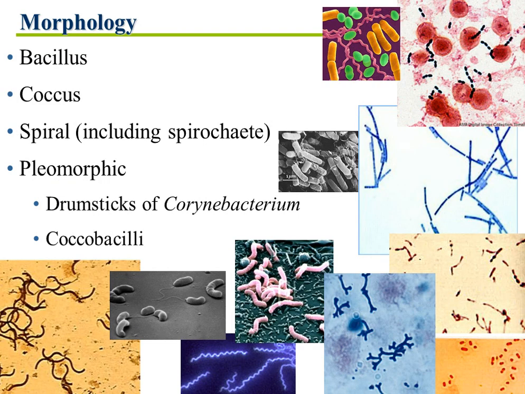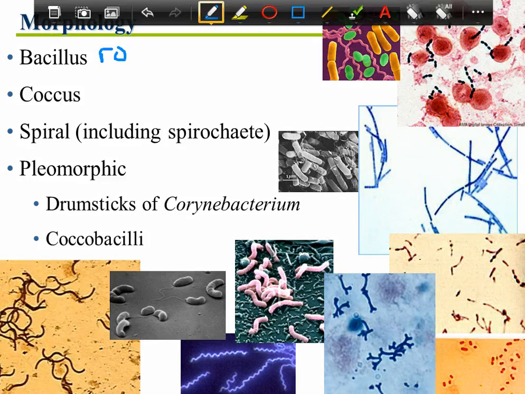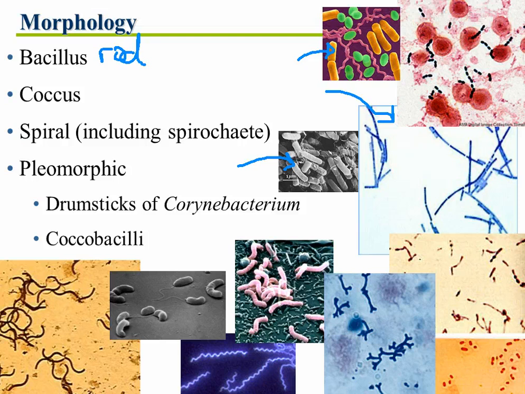Okay, so shapes. Bacillus, or rod shape. You've seen these in lab already. Here's a nice picture perfect one right here. Here's an electron micrograph of a rod. Up here on this color enhanced scanning EM, you see rods. Then the cocci, plural. We have, again on this same picture, these green guys are cocci. And if you look at these guys right over here in a blood smear, these are chains of cocci.